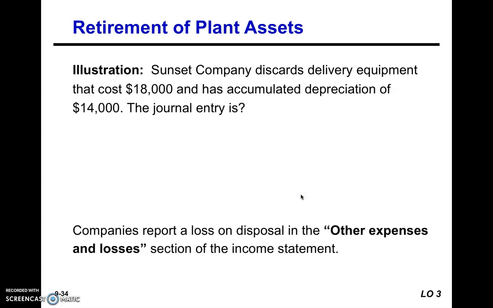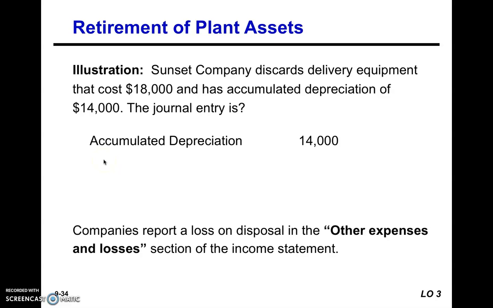Now, we're going to go over a situation when we are discarding an asset before the end of its useful life because the asset is damaged, it's beyond repair, it's not worth repairing. So in this example, Sunset Company has an asset that cost $18,000 when they bought it. So far it has an accumulated depreciation of $14,000. So the difference between these two numbers is $4,000, the loss that the company has because they weren't able to use this asset anymore.